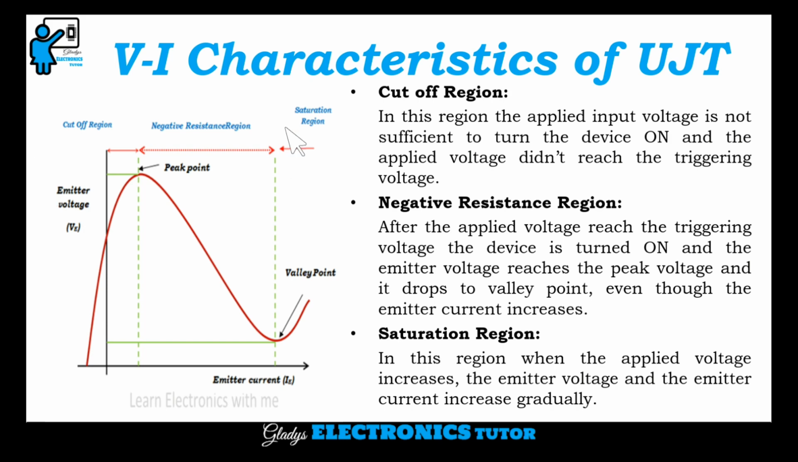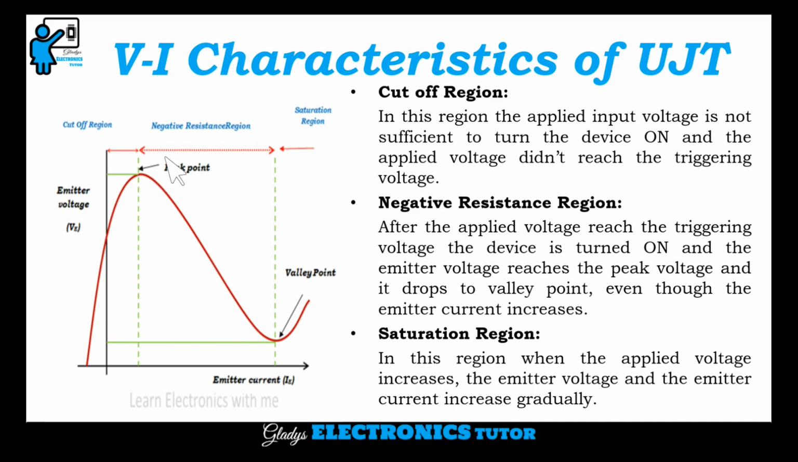So this is the VI characteristic of UJT. This is the cut-off region. This is the negative resistance region, and this is the saturation region. So in the cut-off region, the applied input voltage is not sufficient to turn the device on, and the applied voltage didn't reach the triggering voltage.